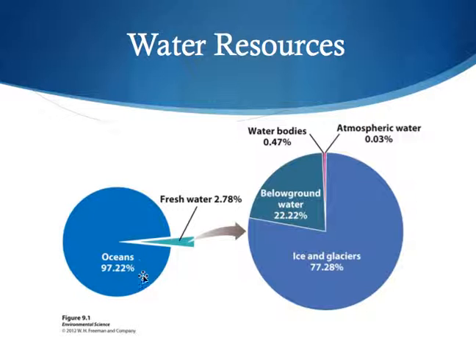The oceans take up 97% of the water on Earth. The other 3% is fresh water, and of that, most is contained within ice and glaciers, about 77%. About 22% is underground water, and then less than 0.5% is our rivers, streams, and lakes. And a very small fraction is contained in the atmosphere.